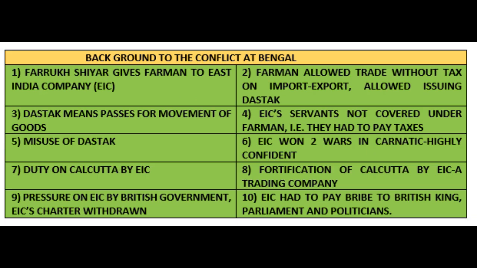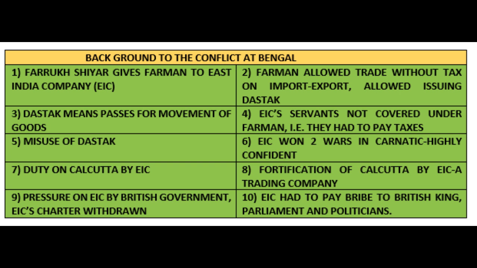In 1717, the Mughal Emperor Farrukhsiyar presented the Royal Farman to the East India Company, which allowed freedom of trade without paying taxes on import and export. This also gave them the right to issue dastaks, which are passes for the movement of goods. The servants of the East India Company were also permitted to trade, but were not covered by the Farman, which meant that they had to pay taxes similar to the Indian merchants.